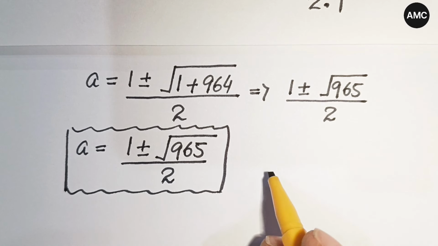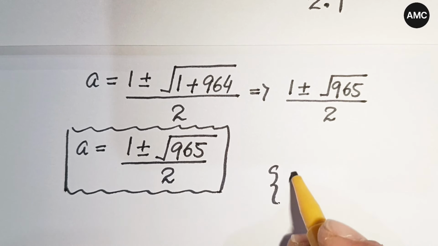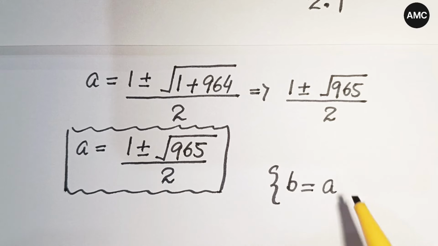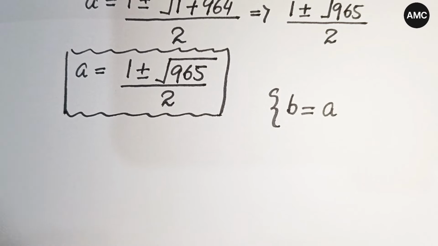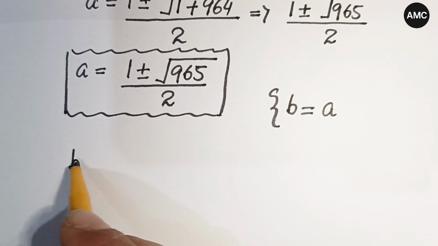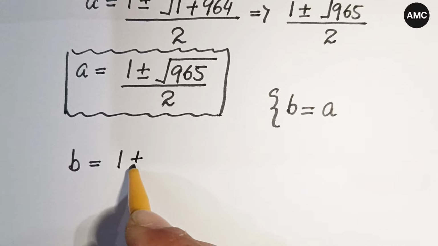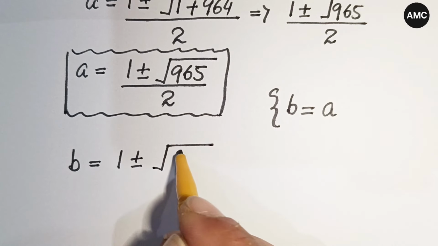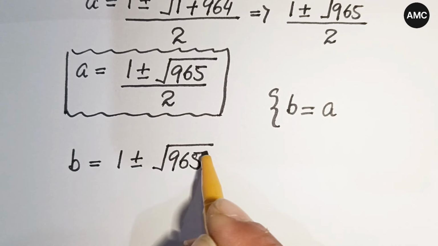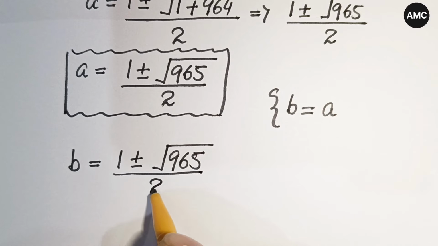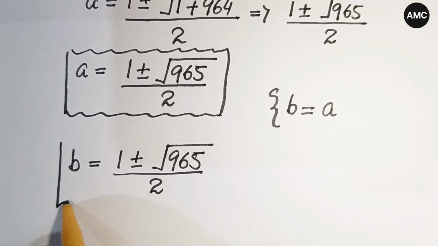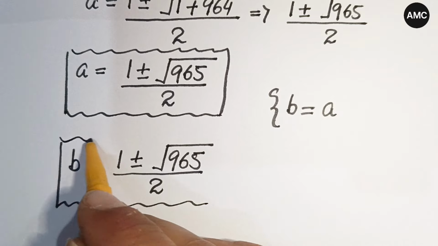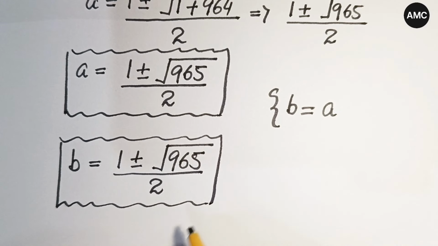Similarly, as we know that here b is equal to a, so it will be the same values for b, that is b is equal to (1 plus minus root 965) all over 2. So these are two values for b.